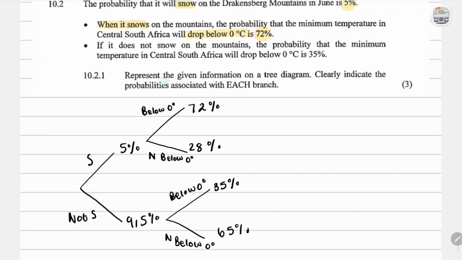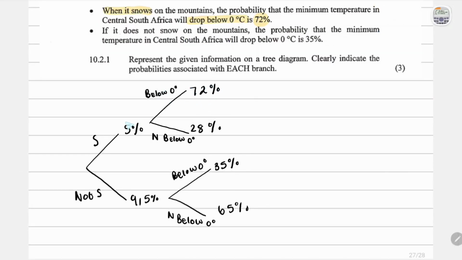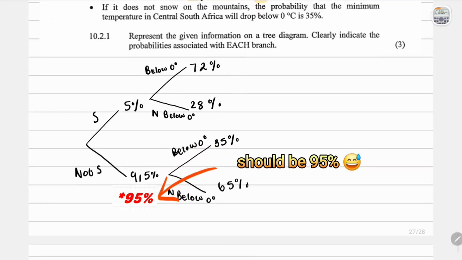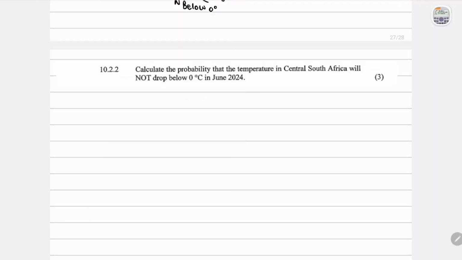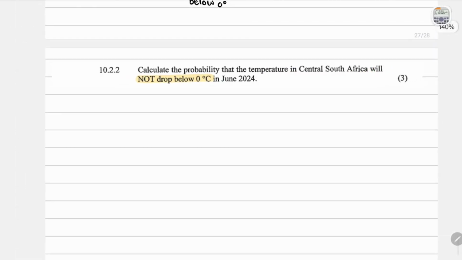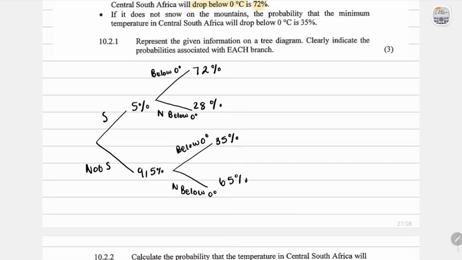Okay, so yeah, they say represent the given information on a tree diagram, clearly indicating the probabilities associated with each branch. These are the probabilities associated with each branch. They didn't say anything about stating the outcomes, so we'll leave that. And this is our answer. Question 10.2.2 says, calculate the probability that the temperature in central South Africa will not drop below 0 degrees in June 2024. Okay, so we're looking for the probability that it will not drop below 0.